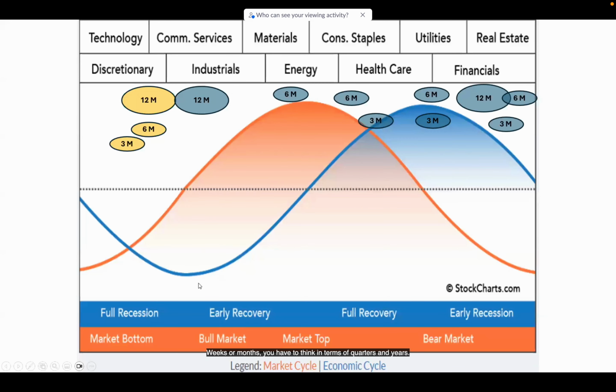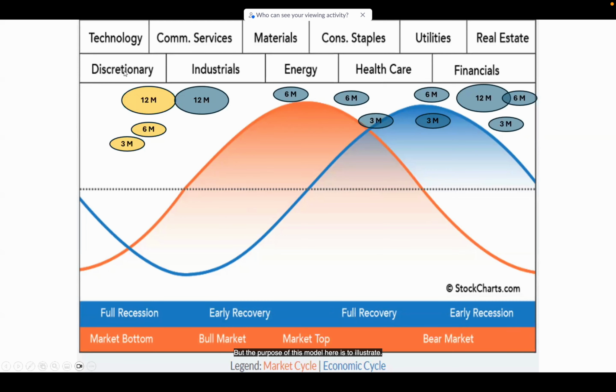You have to think in terms of quarters and years when it comes to the duration of these cycles. Now, there's two lines here. The blue line represents the economic cycle. The orange line represents the market cycle. And as this is showing you here, generally what happens is that the market will bottom out and top out before the economic cycle bottoms and tops. Generally, the lead time is about 6 to 9 months or 2 to 3 quarters.